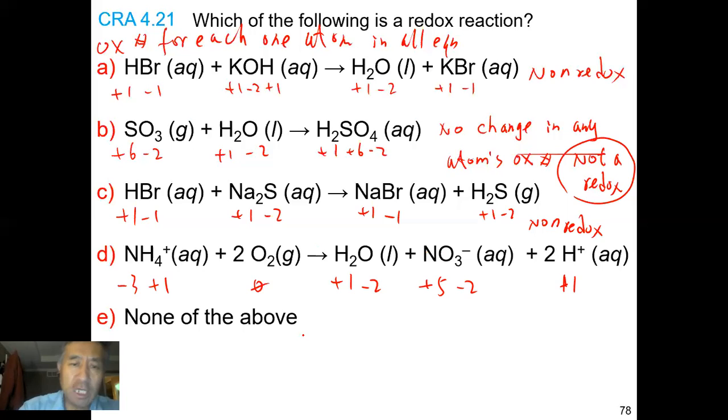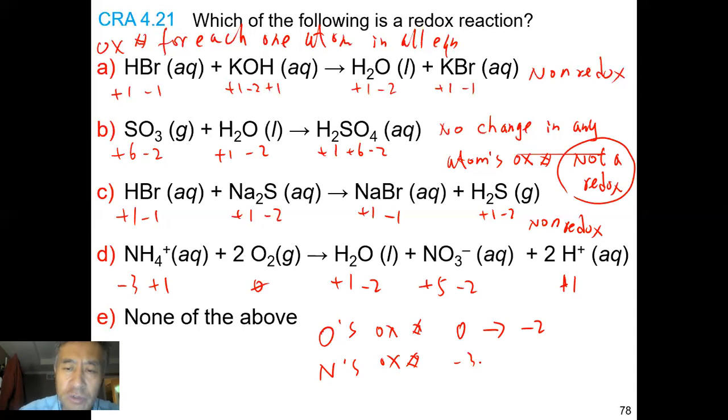Let's see, oxygen's oxidation number changed from 0 to negative 2. And N's oxidation number changed from negative 3 to positive 5. Okay, so what happens is when you have the oxidation number change, you have a redox, so therefore this is the redox. So the answer is D.